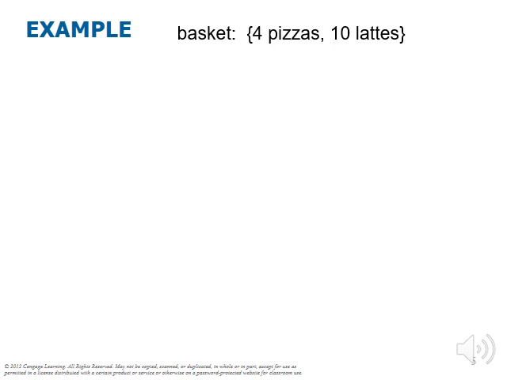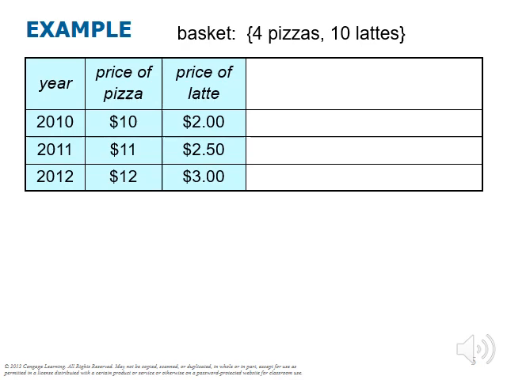We go ahead and find the prices of our pizza and lattes. In 2010, the price of pizza was $10. In 2011, it was $11. In 2012, it was $12. The price of lattes in 2010 was $2, $2.50, and $3 respectively over the years. In calculating the cost of the basket, we will simply take the prices and multiply them by our quantities of pizza and lattes.